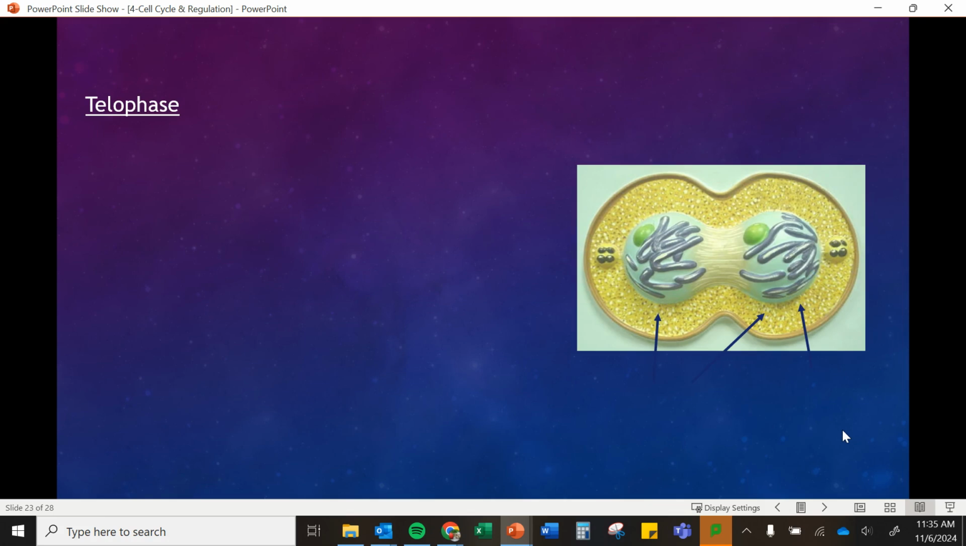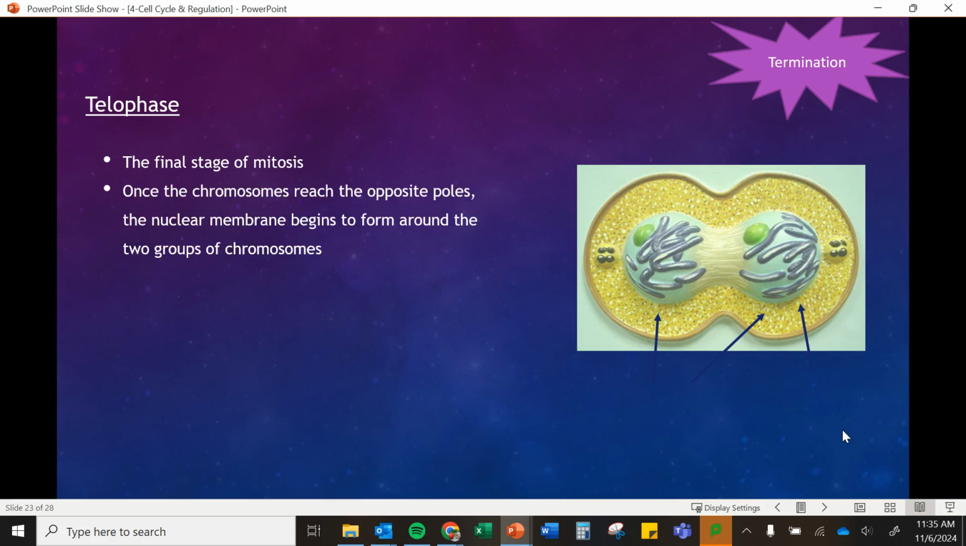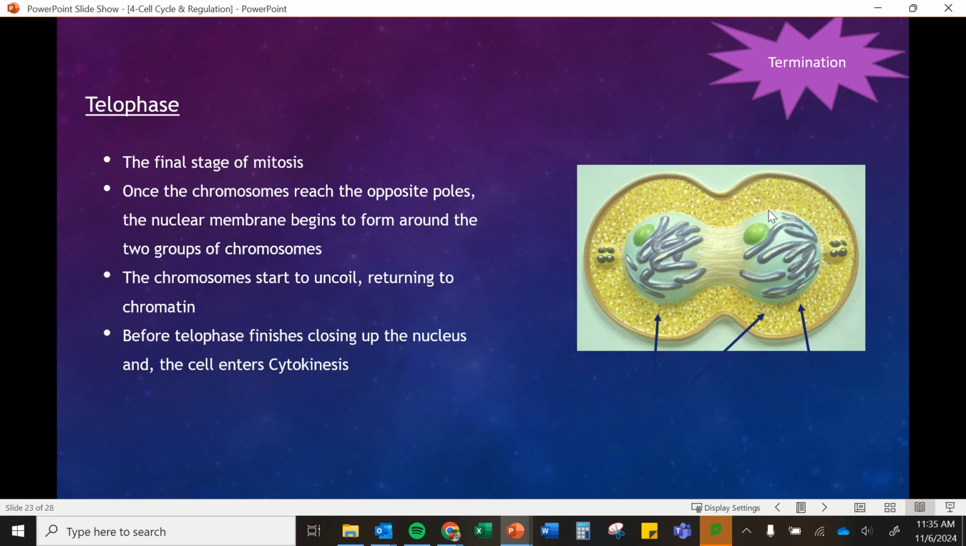The next phase, we have telophase, T for termination. This is the final stage of mitosis. This is where the chromosomes reach the poles, the opposite ends, and the nuclear membrane starts to form again around the nucleus, around those chromosomes to form the nucleus. Okay, the chromosomes themselves start to uncoil and relax, turning back into that chromatin form.